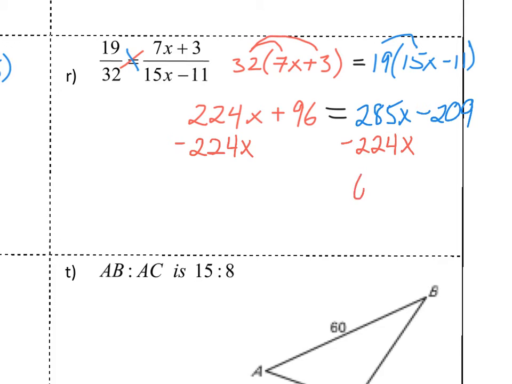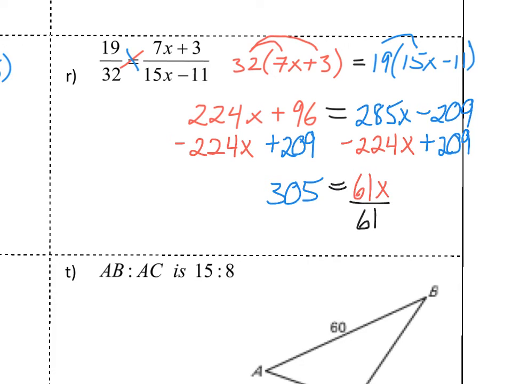That's going to leave me with 61x. Also, while I'm at it, I'm going to get rid of this 209 and get all my constants on the same side. So on the left-hand side now, I'm going to be left with 305. So my last step is to just get rid of the 61 to get x all by itself. So it looks like x should equal 5.